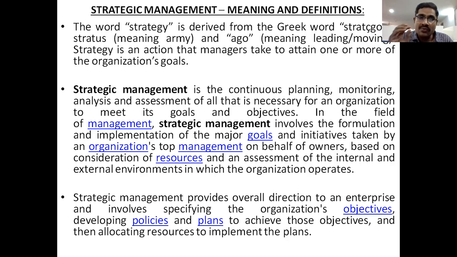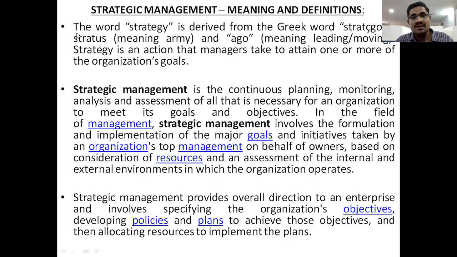This word strategy came from strategos. Here we split this word strategos into stratus and egos. Stratus means army. Egos means leading the army, motivating the army team, encouraging the army team. So that is stratus, egos, strategos. So this word strategy came from that Greek word strategos.